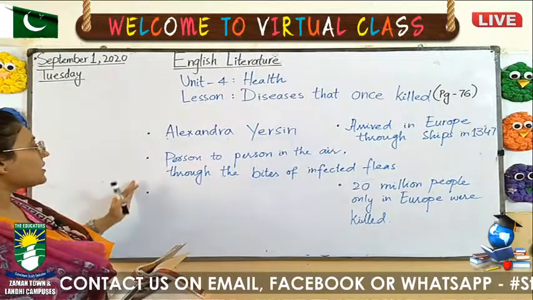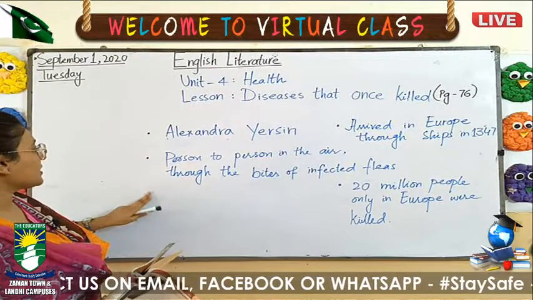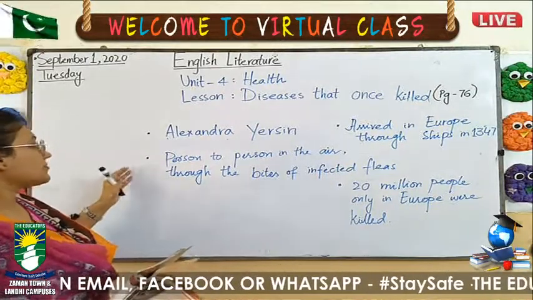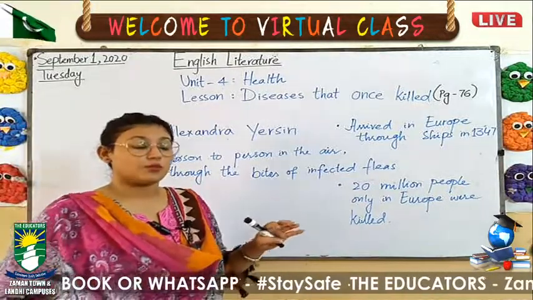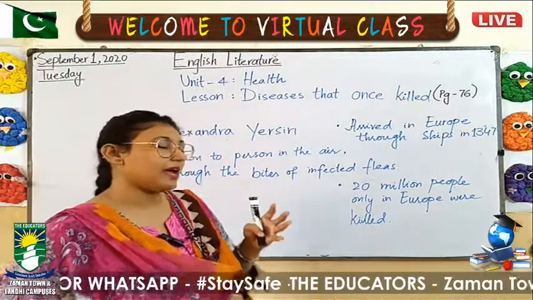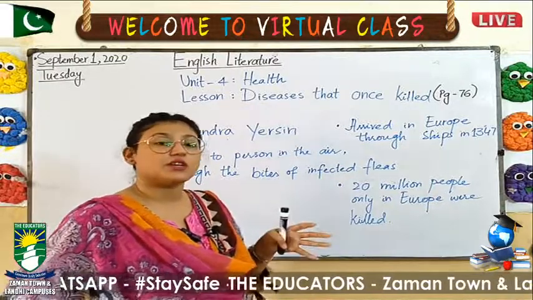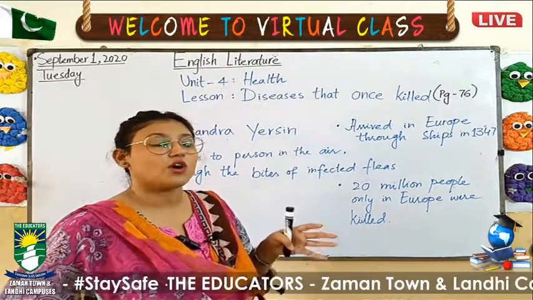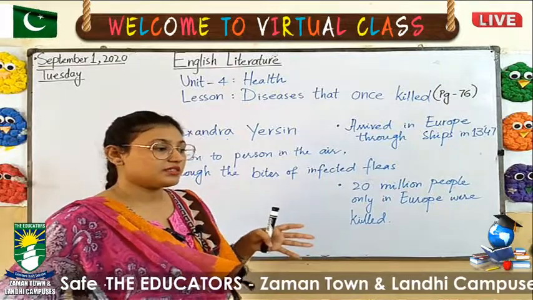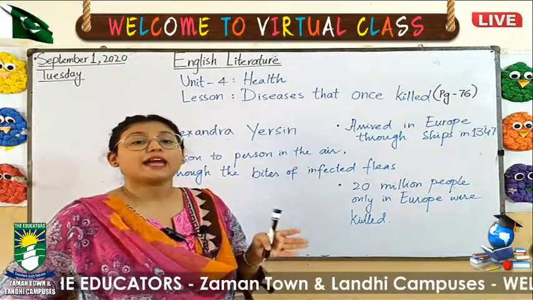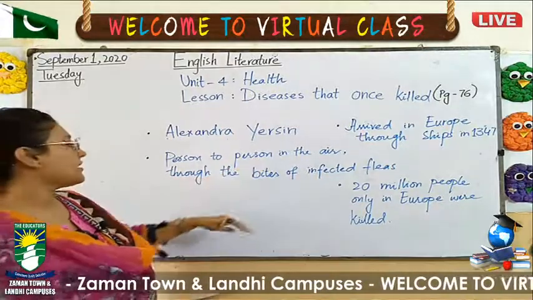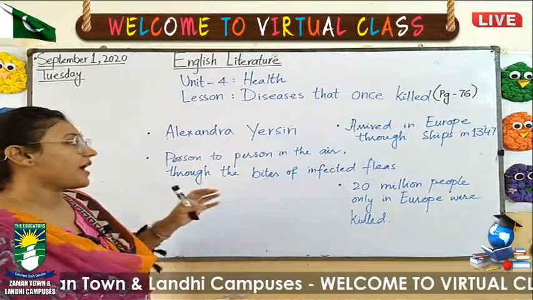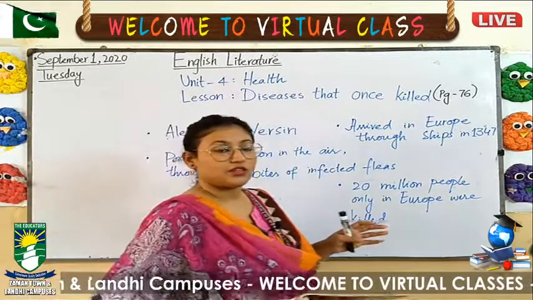So here one more thing is written, that how it is spread. It is spread person to person in the air. We are talking about the plague, bubonic plague, which is also famous as the Black Death in history. Person to person in the air, then through the bites of infected fleas. So those were the things.